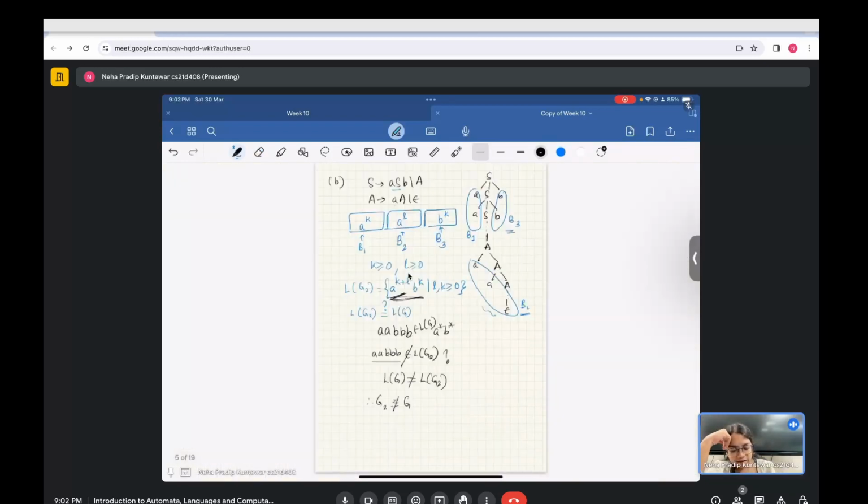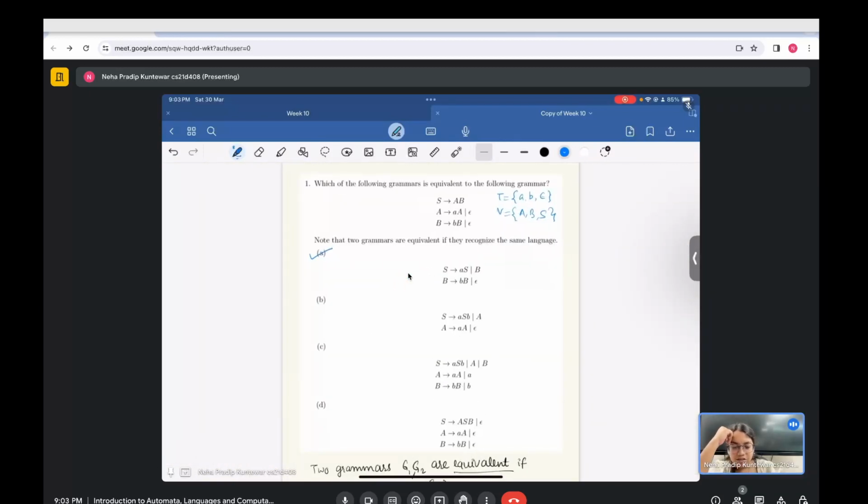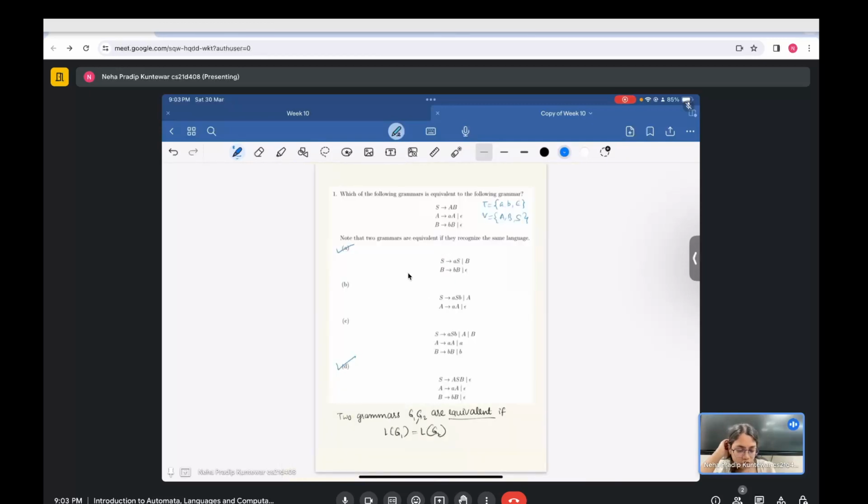Hence the final answer that we have is, we already saw that A is equivalent to the grammar that we have, and D is also equivalent. So A and D, that is the answer. So I hope that is clear.